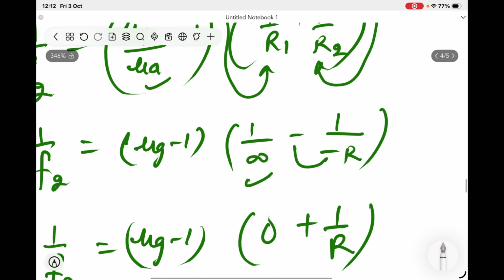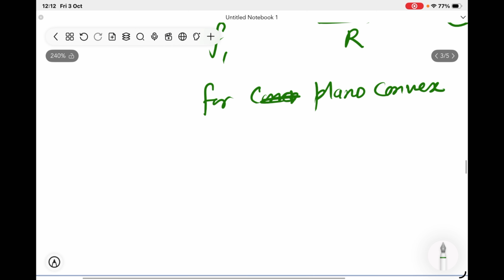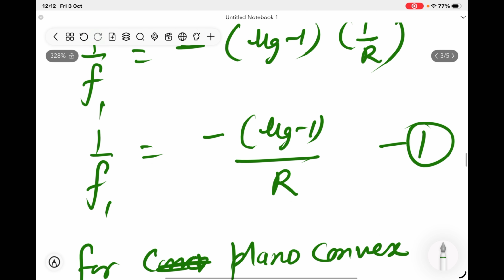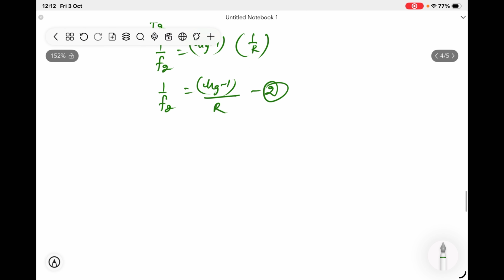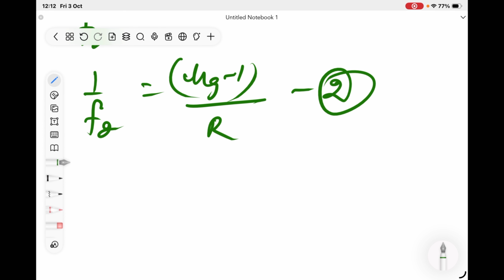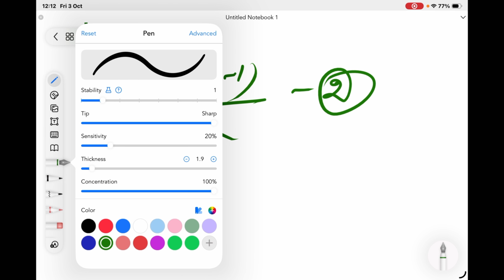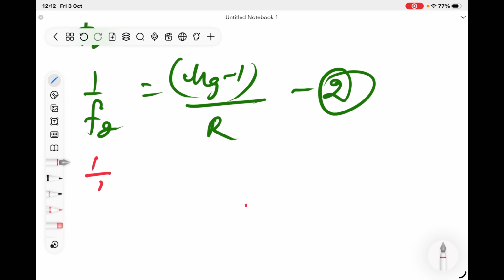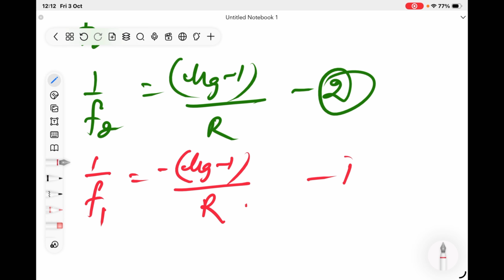And what was my equation number 1? Let us see that too. My equation number 1 was 1 by F1 equals minus mu G minus 1 upon R. So you can write that down here. This is equation number 1.